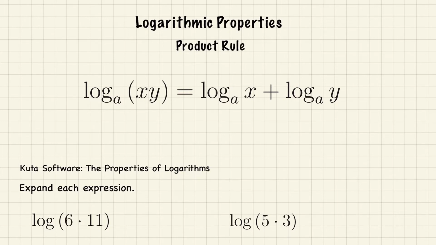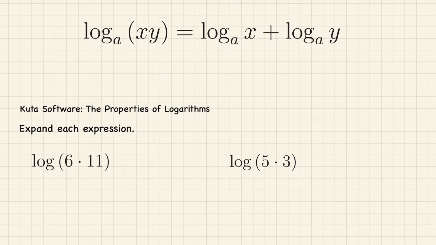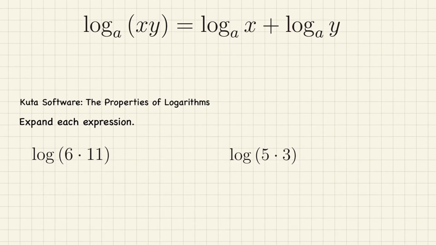First, starting with the product rule. The product rule says that the log of x times y with base a is equal to the log of x base a plus the log of y base a. So when we're multiplying x and y, we're going to add them together. Okay, so let's apply this to a couple of our examples here.